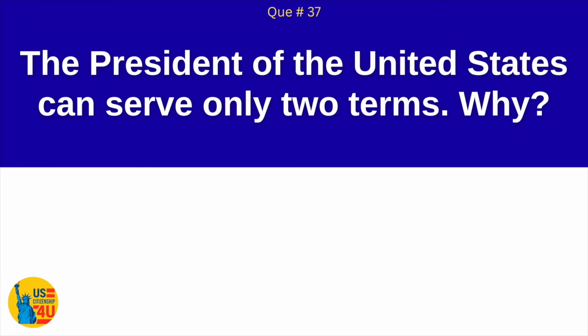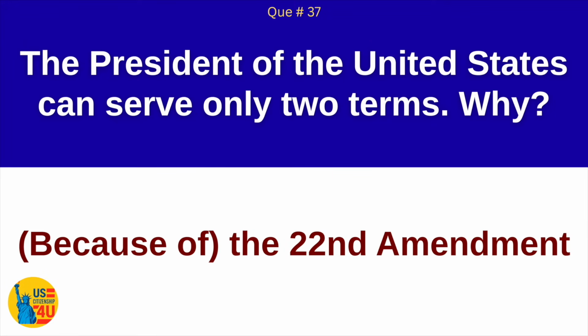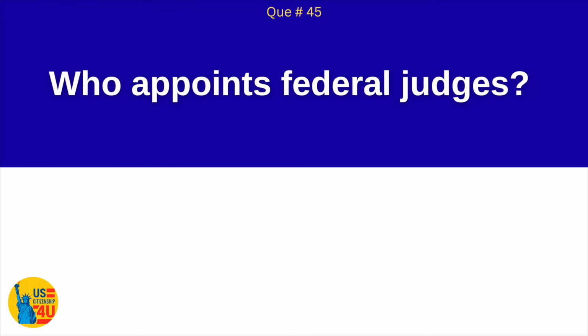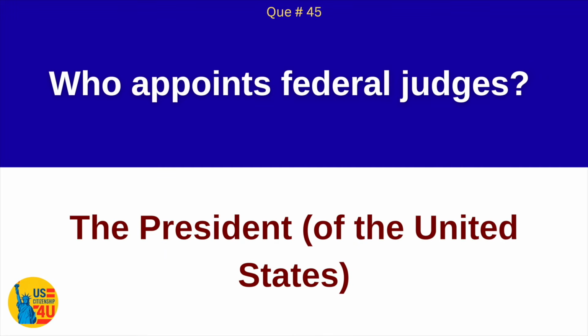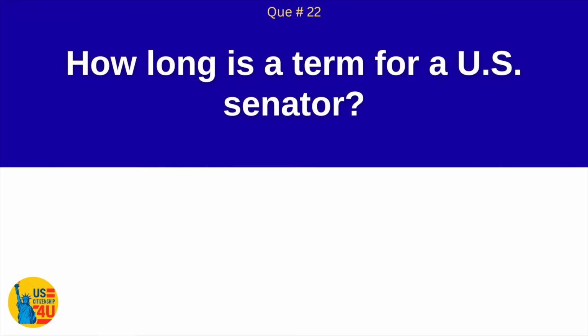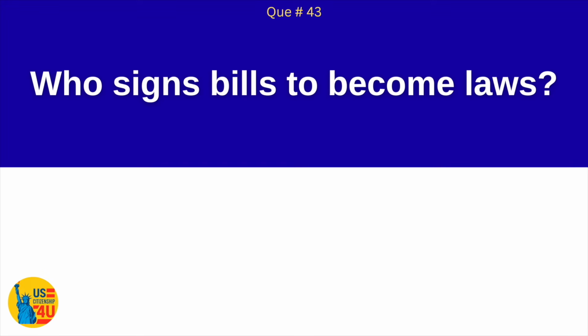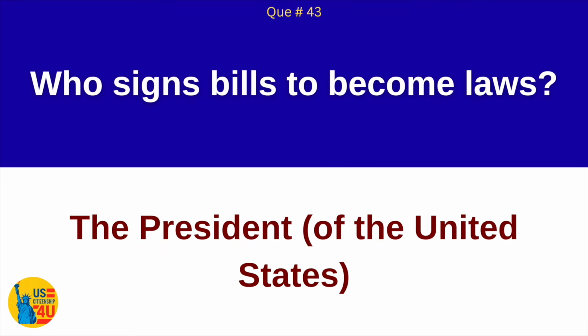The President of the United States can serve only 2 terms. Why? Because of the 22nd Amendment. Who appoints federal judges? The President of the United States. How long is a term for a U.S. Senator? 6 years. Who signs bills to become laws? The President of the United States.